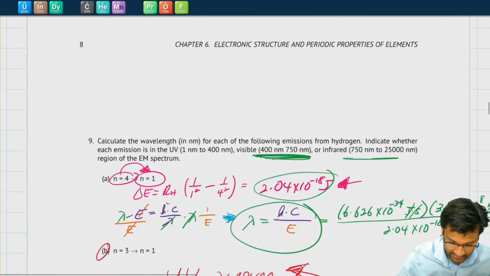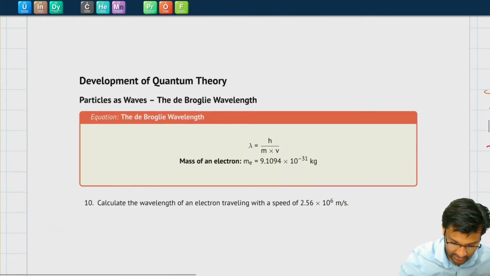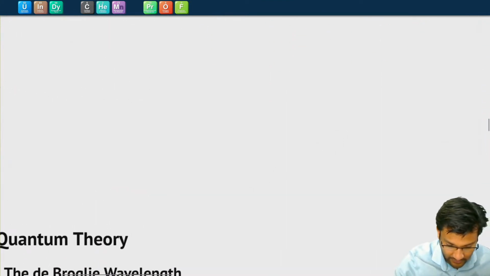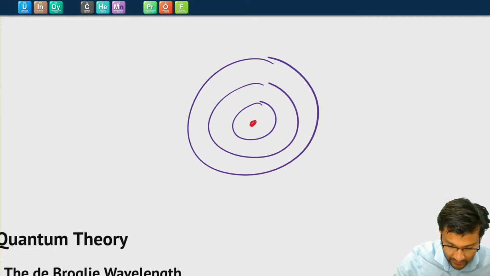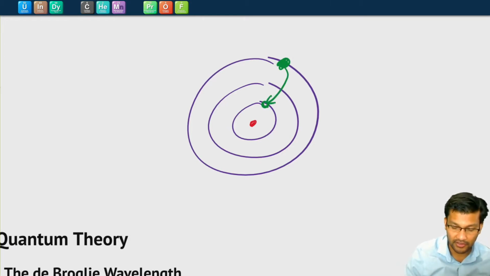So let me draw that somewhere again. Let's draw that right here. If we have the nucleus of the atom here, these electrons are only in these fixed orbits, and when they emit energy, they go from a higher energy orbit to a lower energy orbit, and they emit energy.